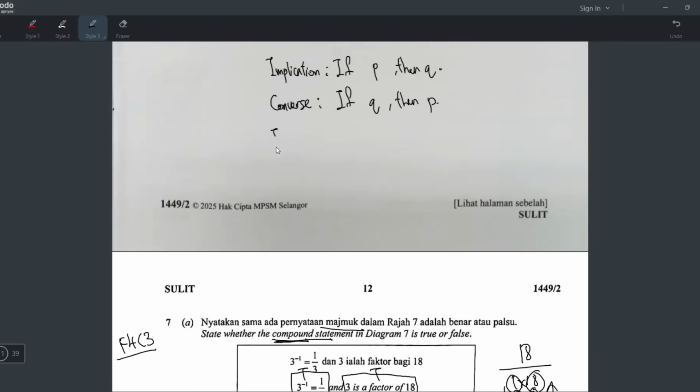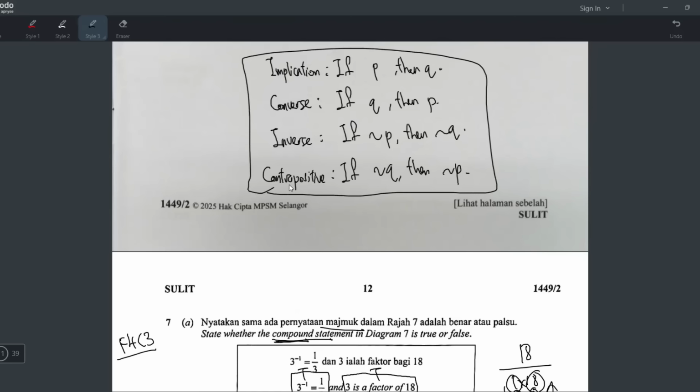Okay. And then the next one is inverse. Inverse dia punya format is if not P, then not Q. Inverse in BM is called songsang. Okay, the last one is contrapositive. In Bahasa Melayu it is called contrapositive also. And the format is if not Q, then not P. So you all have to make sure you remember this lah.